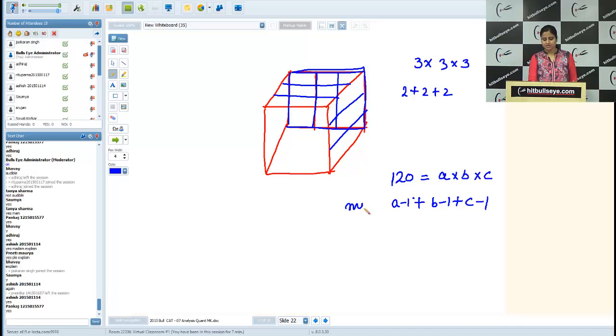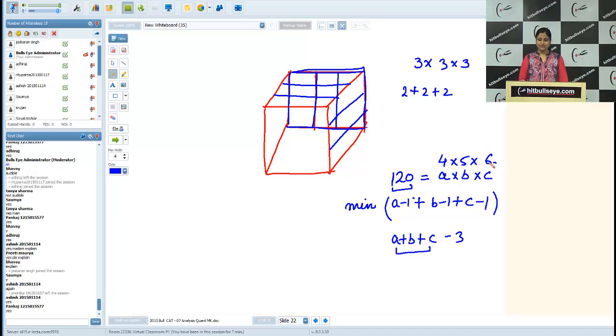Question says the number of cuts should be minimum. If it should be minimum, A plus B plus C minus 3 should be minimum. Then A plus B plus C should be minimum. So A plus B plus C can be minimum if A, B and C are closest. So this 120 can be written as A into B into C, where A, B and C are closest. The only possibility is 4 into 5 into 6.